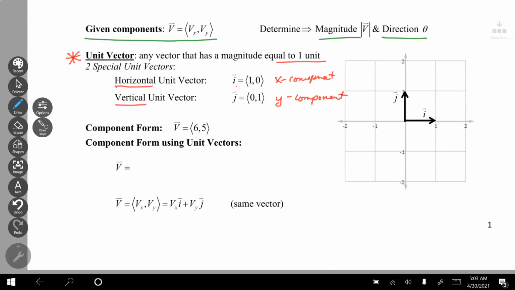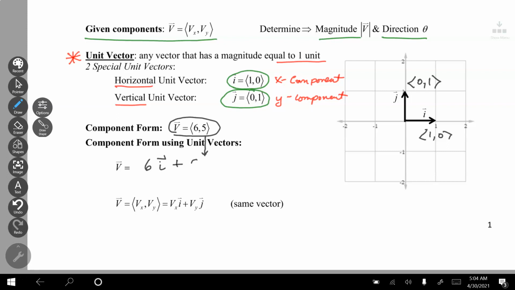It's just very special ways in which I can label a vector. So over here on the grid you can see vector I and vector J. Vector I is length 1, it's in the x direction, and is the vector 1, 0. And vector J is again length 1, in the y direction only, so 0, 1. So when I see vector 6, 5, I can rename it as 6i plus 5j, and these two things are the same thing.